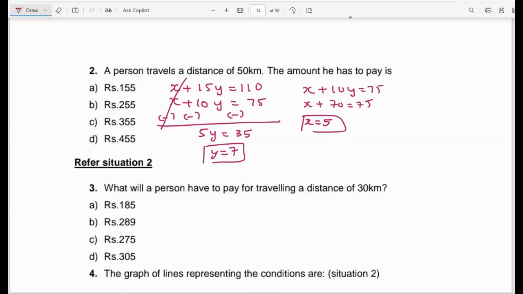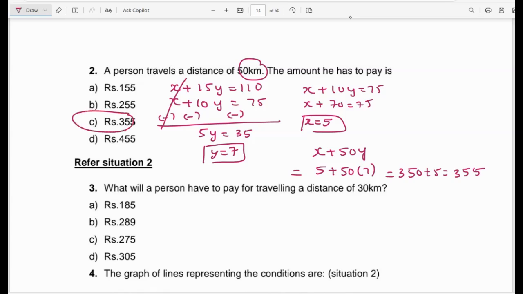Now they've given in the question it is 50 kilometers. So x plus 50y, where x is 5, plus 50 into 7. 5 sevens are 35, so it will be 350 plus 5 is 355. So that amount is 355.